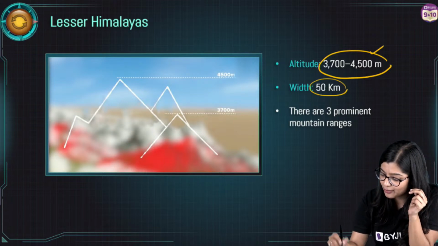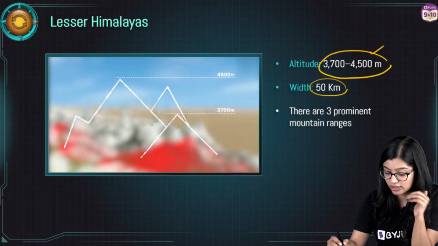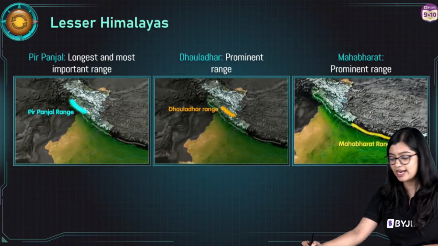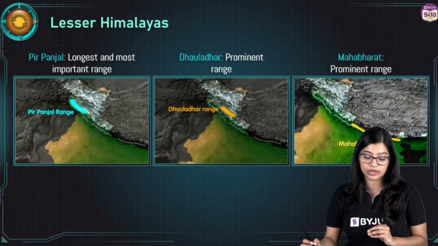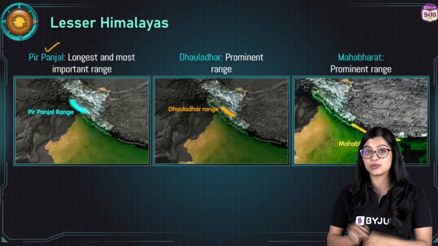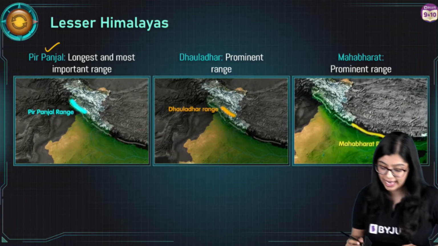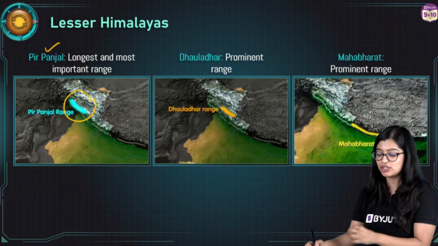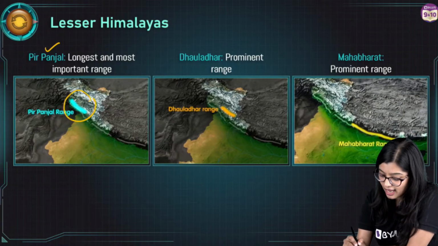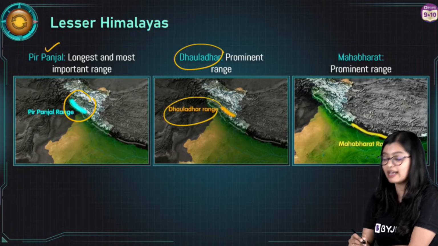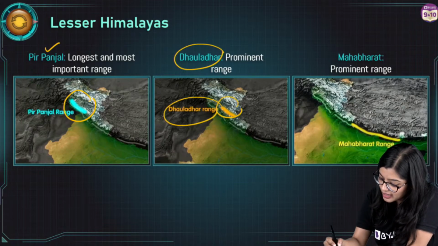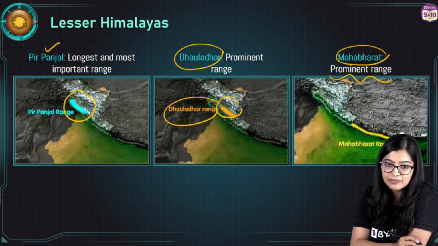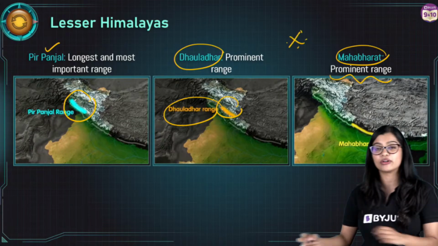Then the width is around 50 kilometers with 3 prominent mountain ranges, right? Here there are 3 prominent mountain ranges: the Pir Panjal range, which is the longest and most important range, and most of it lies in the Jammu Kashmir region. Then we have the Dhauladhar range, which is very prominent on the Himachal side. And we have the Mahabharat range, which is again a very prominent range that lies in Nepal, right? This is very, very important to understand.